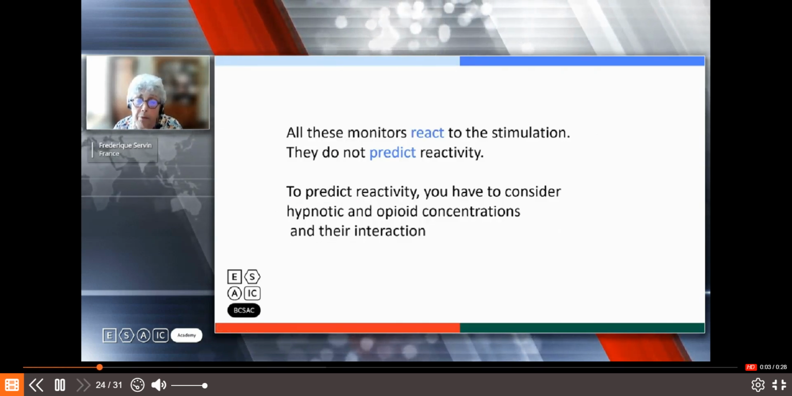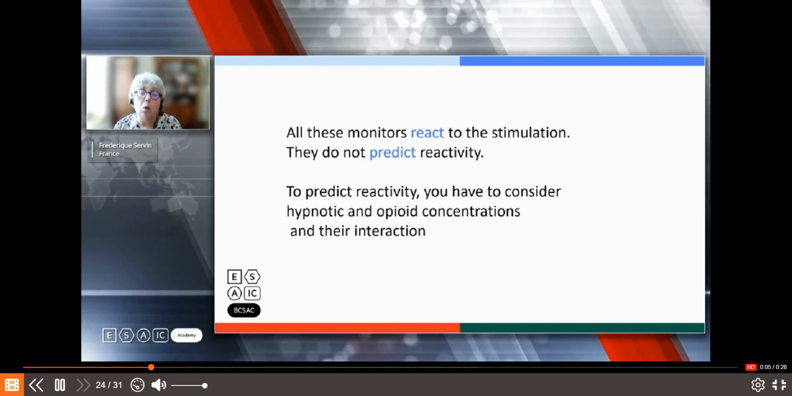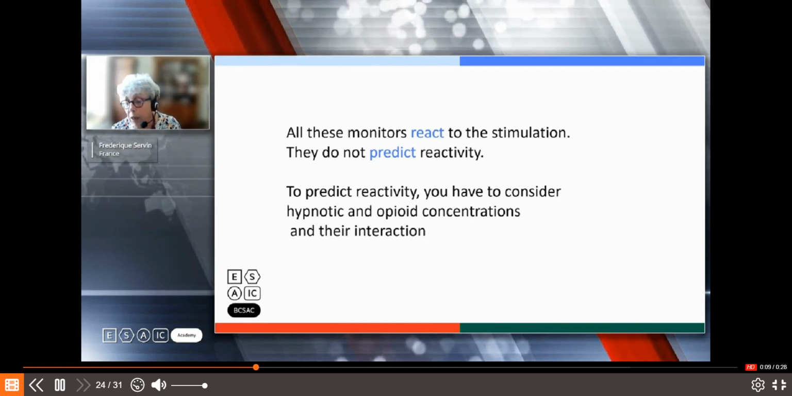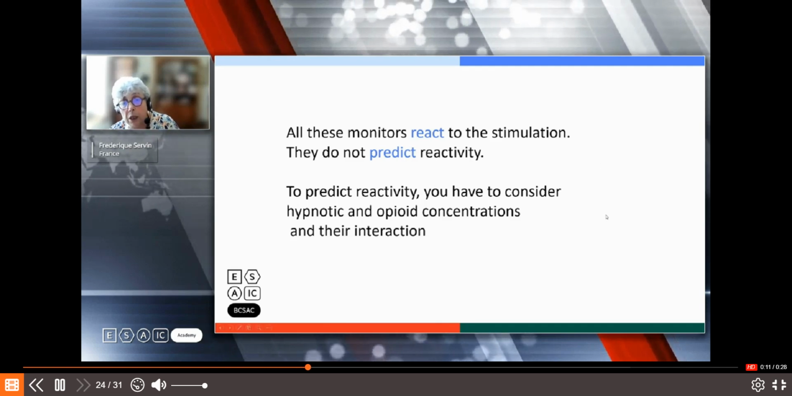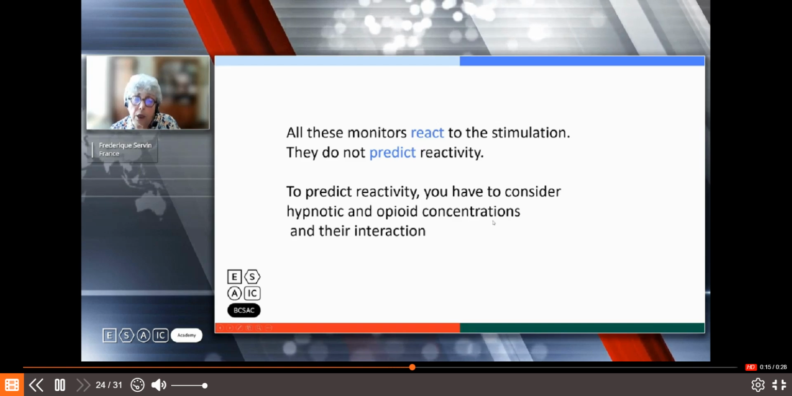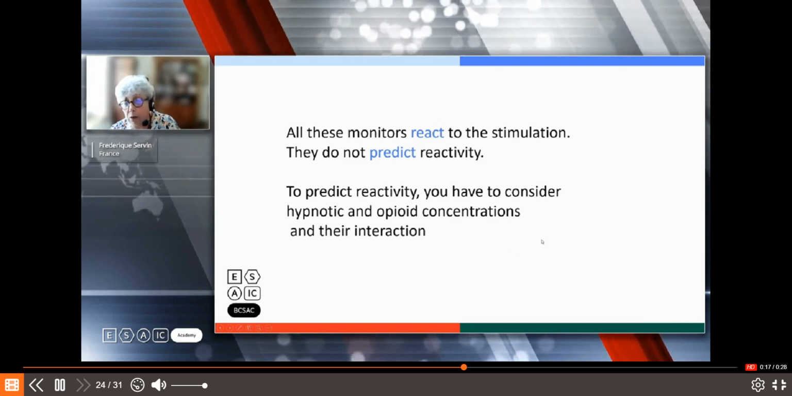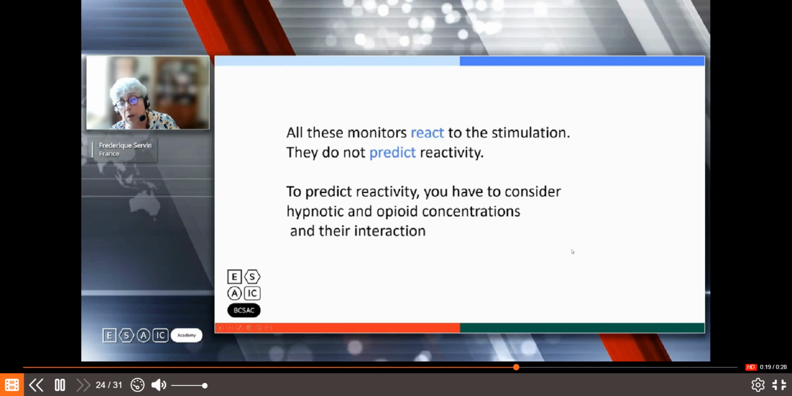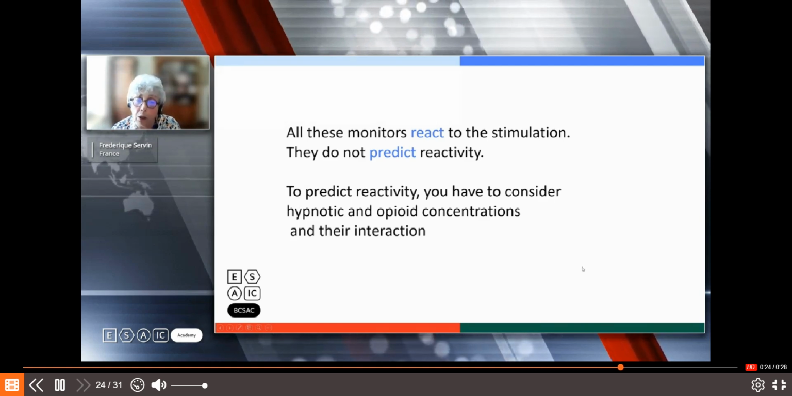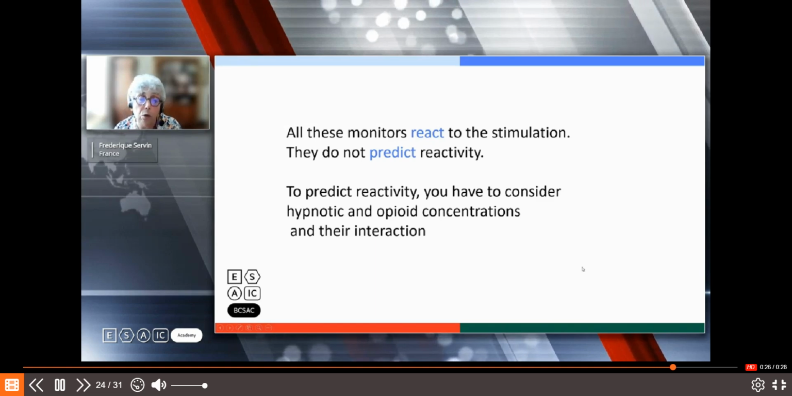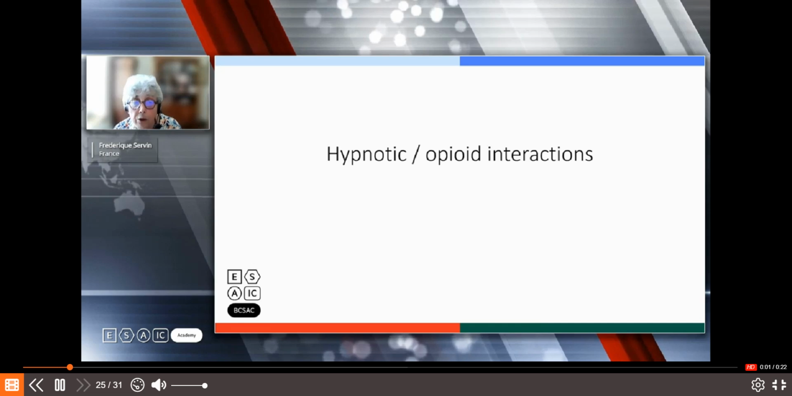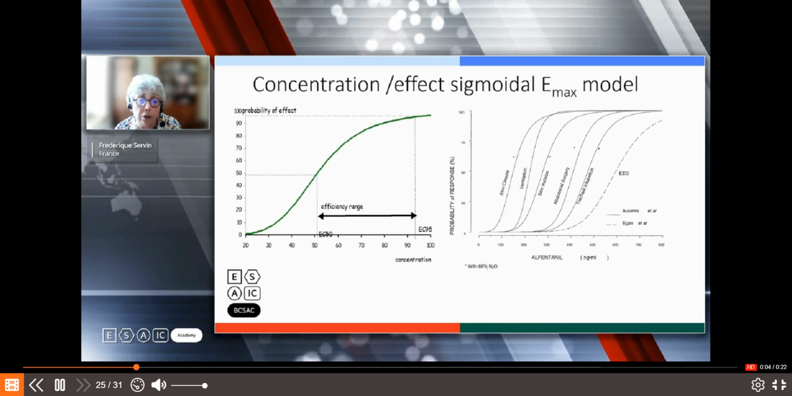The main problem, and I shall repeat it, is that all these monitors react to the stimulation and they don't predict reactivity. The only way to predict reactivity is to consider hypnotic and opioid concentration and their interaction. If the hypnotic and opioid concentration are high, the patient will not react to your stimulus.